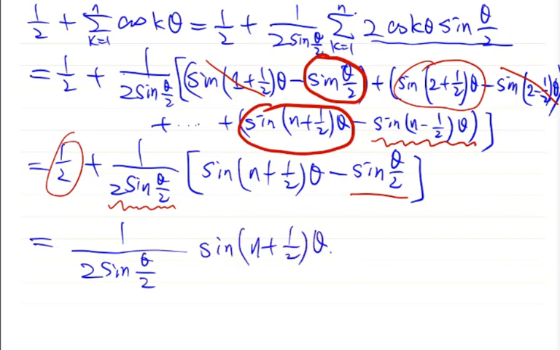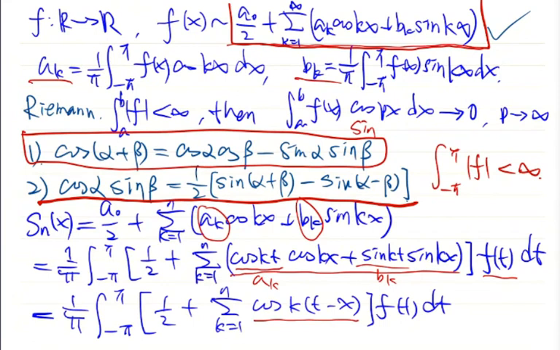Okay, we have this high school computation. So apply this high school computation to our previous computation of the partial sum of the Fourier series. For this part, we can use the computation we just developed. So we can continue this computation.